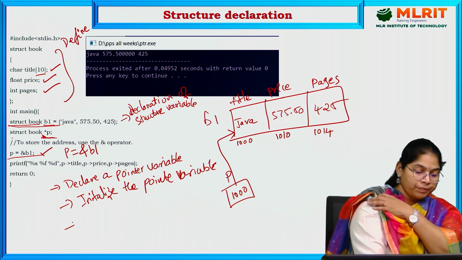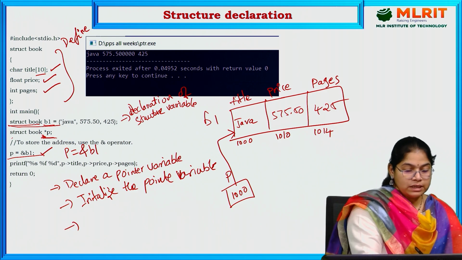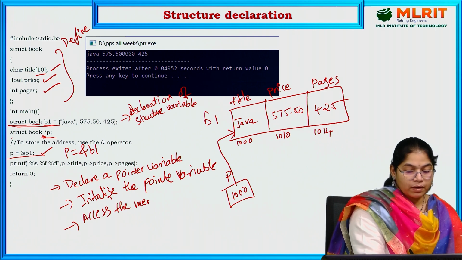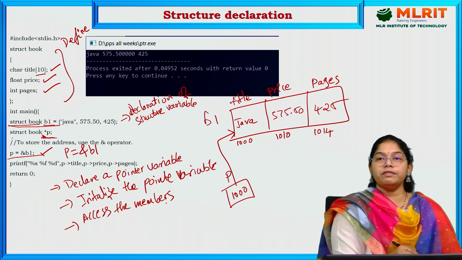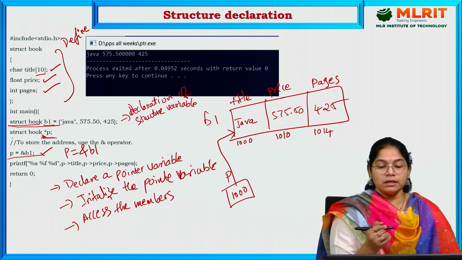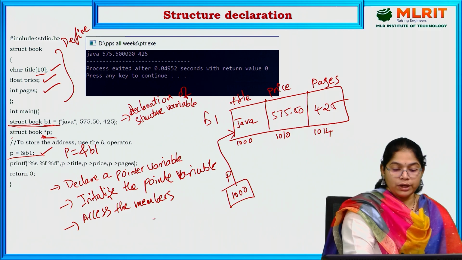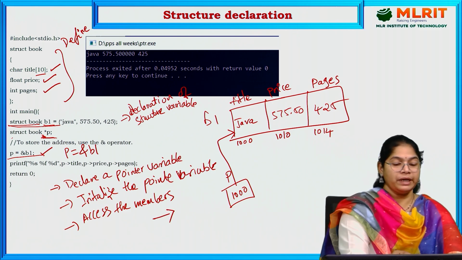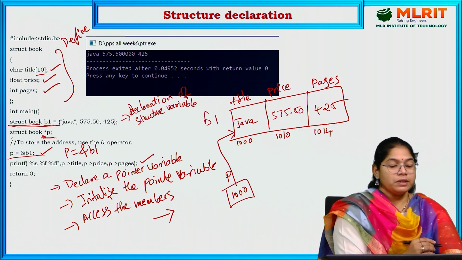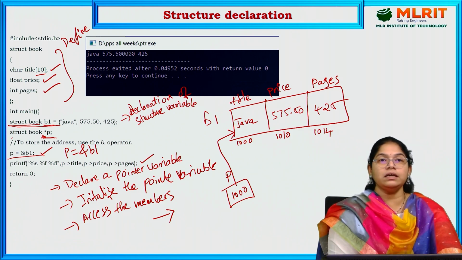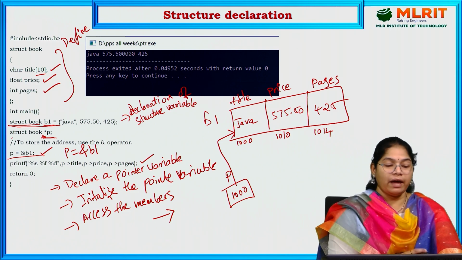After initialization, we have to access the members of the structure using a pointer. Using a pointer, we can access the members. The access operator used here is arrow. We can see in the printf statement the format specifier %s. Why did I use %s? Because title is an array of characters, a character array.